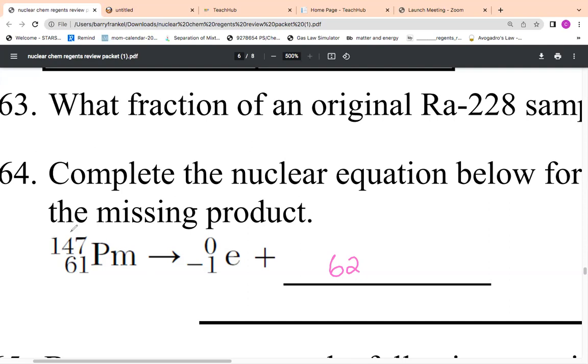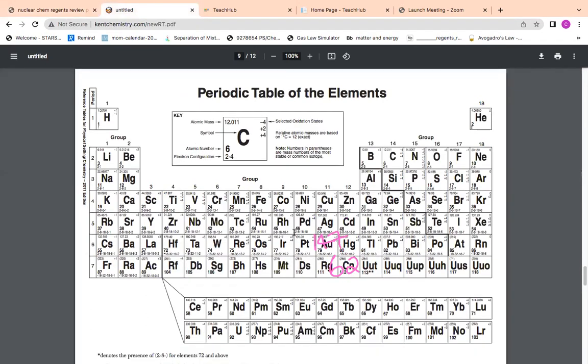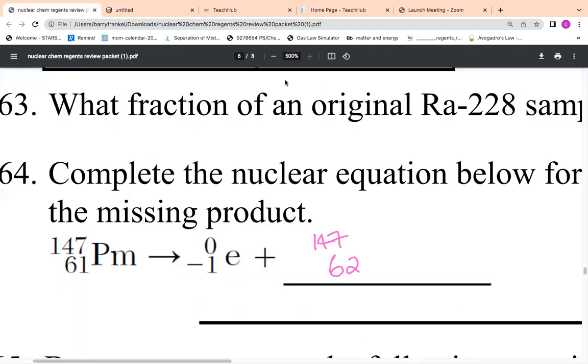Total mass number on the reactant side is 147. On the product side, it's 0. So what do I got to add to 0? Obviously, I have to add 147. Now, this number at the bottom, the atomic number, is the important number that I need. That is going to determine what element we have become after this thing has gone through beta decay. So I'm going to go over here and find element 62, and it is right here, Sm. So that is my new nuclide, Sm. That is my final answer.